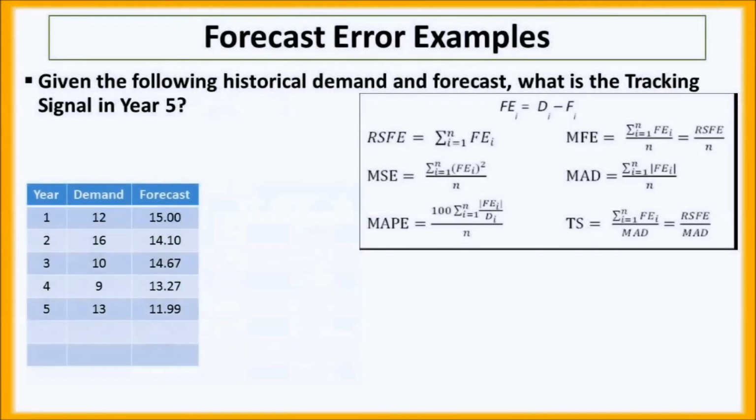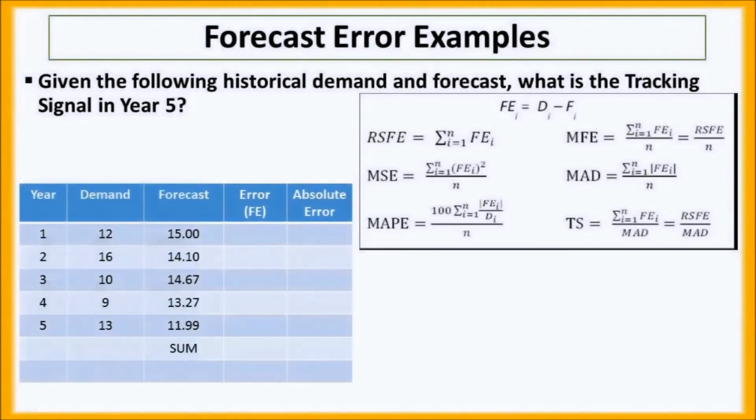And for our last example, we will be calculating the tracking signal in year 5. So for this problem, the tracking signal is the running sum of forecast errors divided by the mean absolute deviation. So we're going to need to find the errors so that we can find the running sum of forecast errors. And we're going to have to calculate the absolute error, which is the mean absolute deviation. So that's why I've set up these two columns here. I'll give you a chance to try to work through this one.